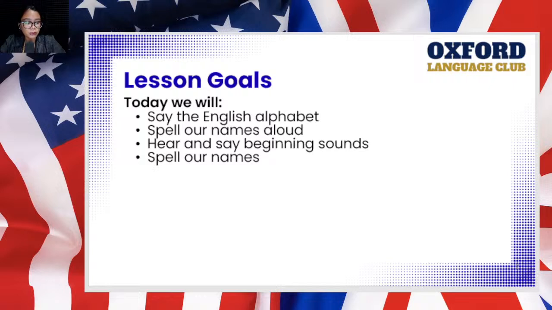Before we start, let me show you what we will do today. These are our goals, the things we want to learn and practice throughout the session. First, we'll say the English alphabet, all 26 letters. Then we'll learn how to spell our names using those letters. We'll also listen to beginning sounds, like B for banana or C for cat. This helps us hear the sound of letters at the start of words. We'll also practice saying the letters clearly and confidently. By the end of the lesson, you'll be able to say the alphabet and spell your name out loud. That's a great start to learning the English language.